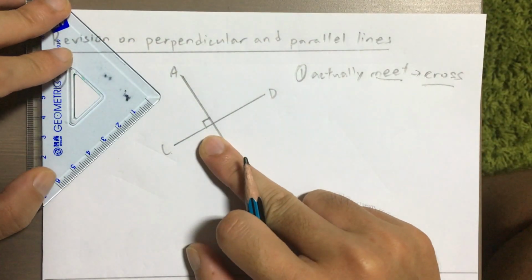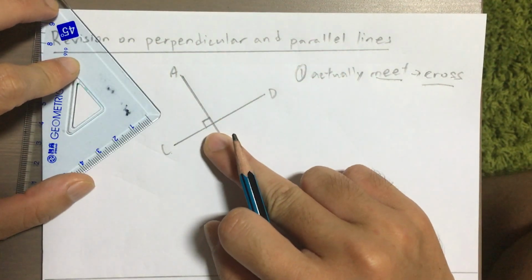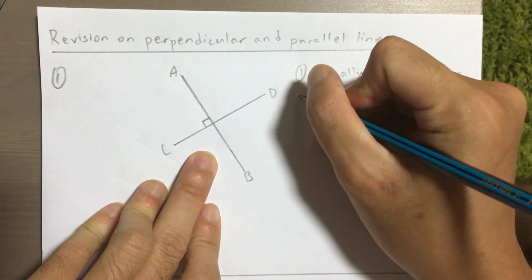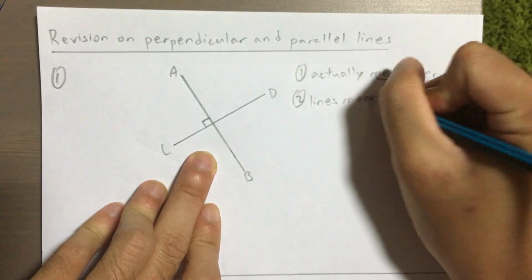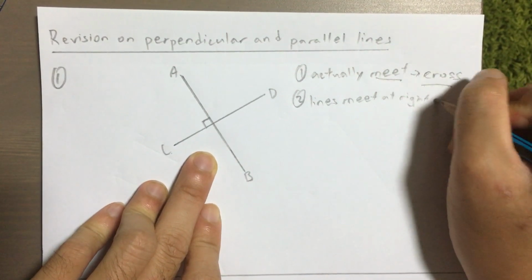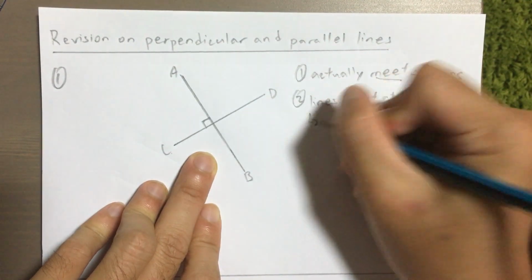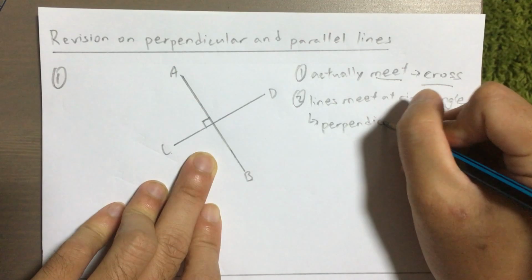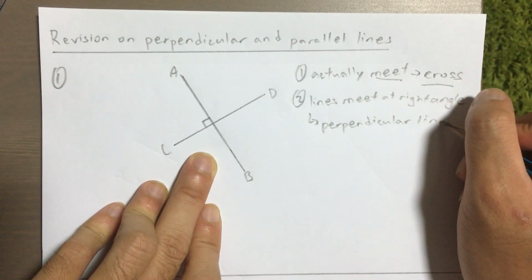And I taught you last year, whenever this happens, you mark it with a right angle symbol, which is like that. So for lines that meet at right angle, these are what we call perpendicular lines. Perpendicular lines are essentially lines that meet at right angle.